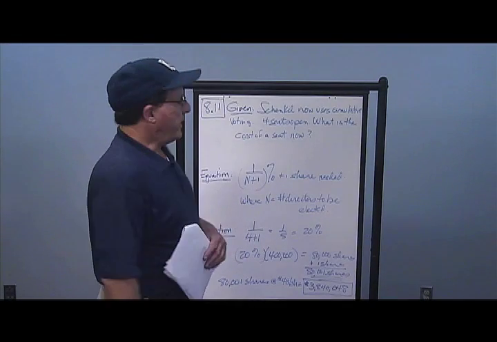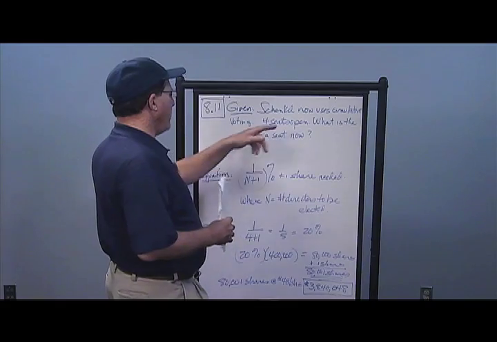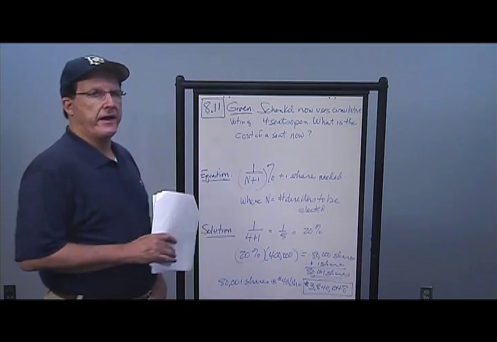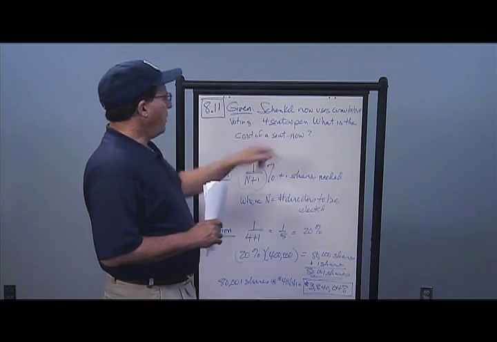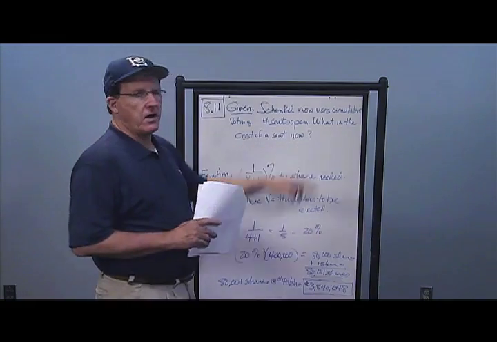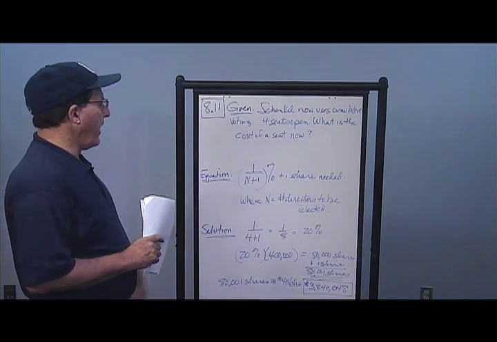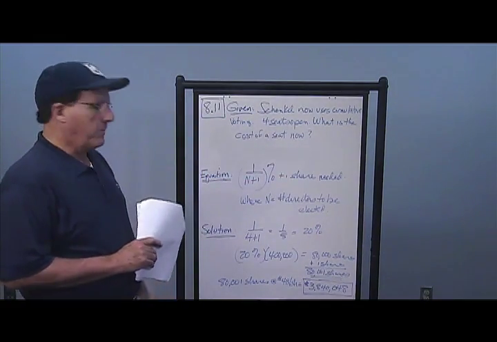In problem number 11, Schenkel now uses cumulative voting versus straight voting in the last problem. 4 seats are open on the board of directors. What's the cost of a seat on the board now? It's a little bit different. This allows minority participation on the board of directors.